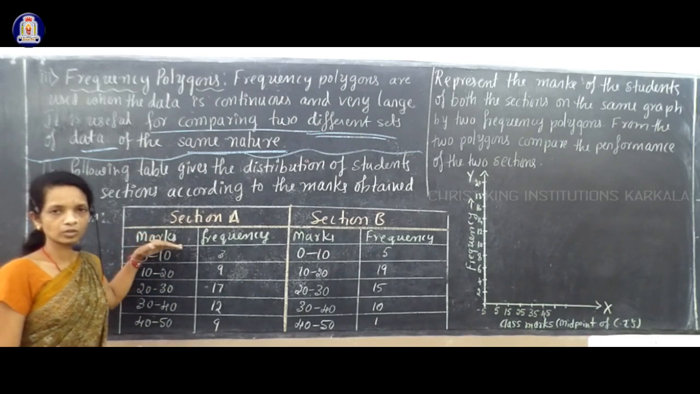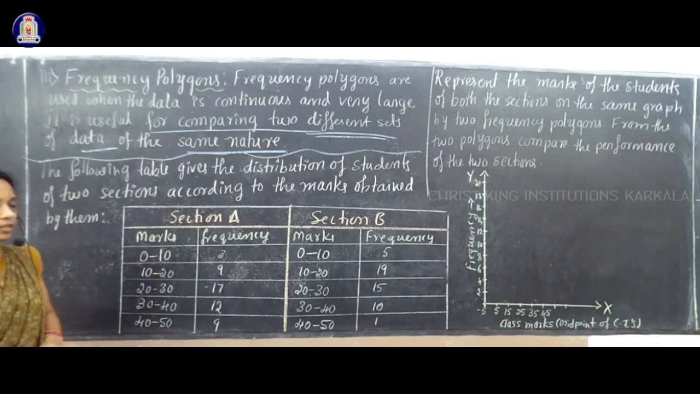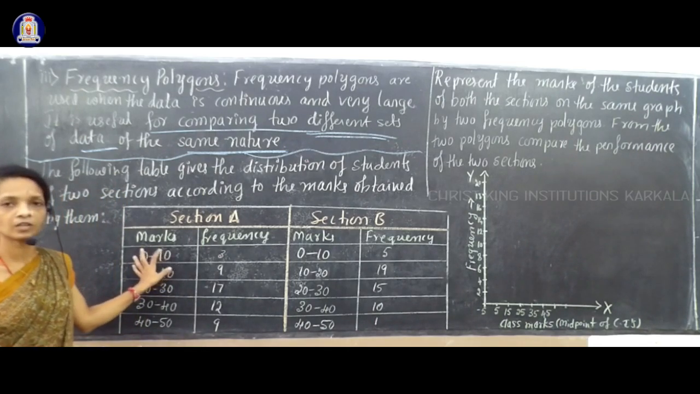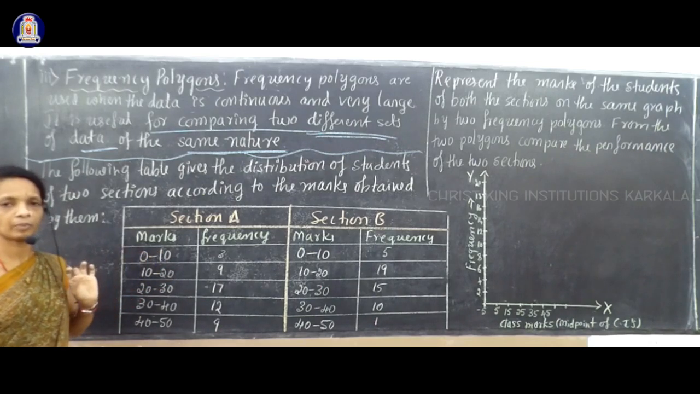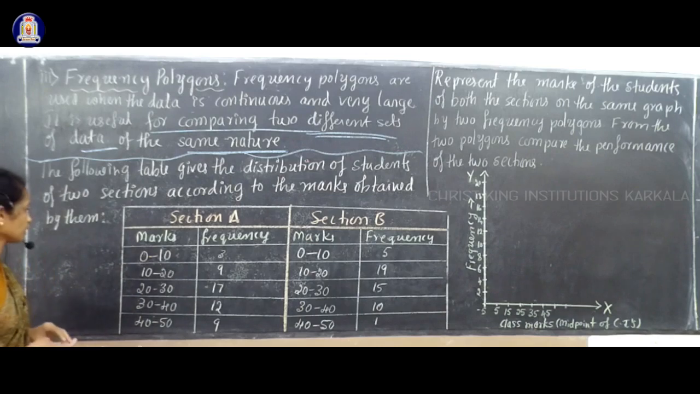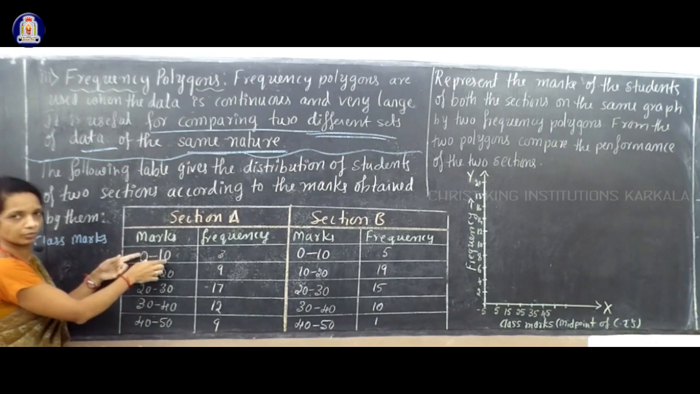Class mark means the midpoint of each class interval. How to get the midpoint of each class interval? You have to add these two numbers and divide the sum by 2. That gives you the class mark of each class interval. I will write a class mark column inside. You have to calculate it for each class interval. How to calculate the class marks? You add the two numbers and divide by 2.